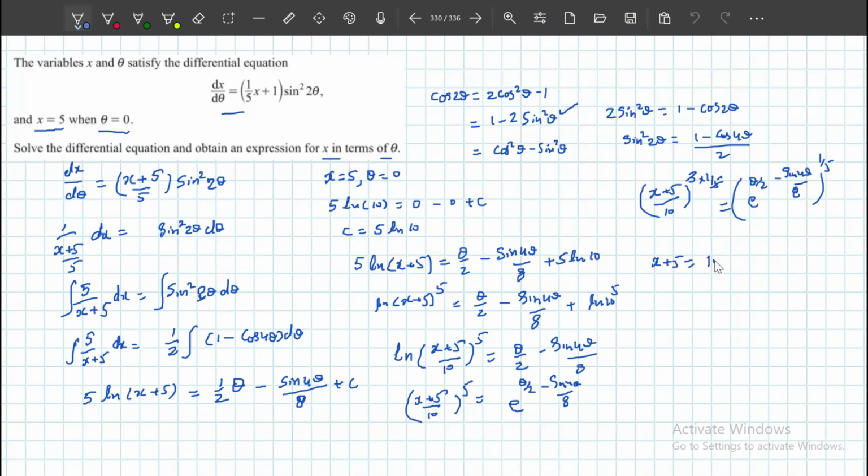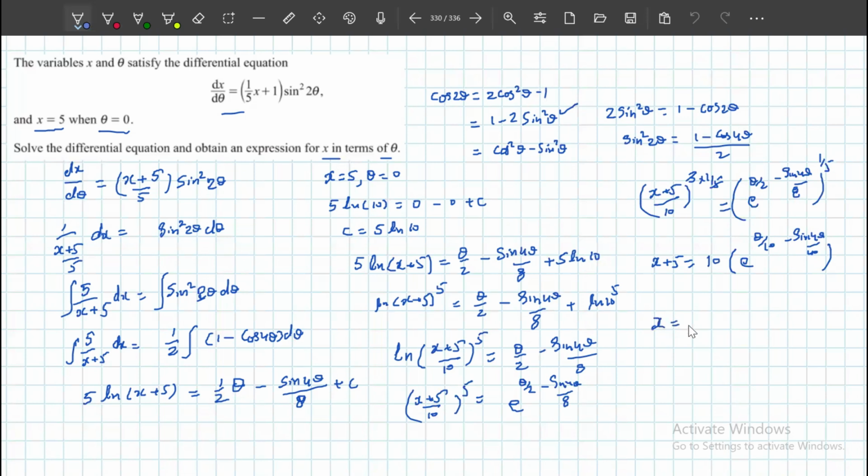Take 10 to the other side, 10 e power. Apply this 1 over 5 with brackets as well, like theta over 2 multiplied by 1 over 5 gives me theta over 10, and sine 4 theta over 40. And next step, take 5 to the other side, as we are looking for x in terms of theta.